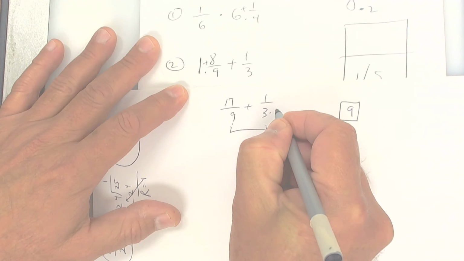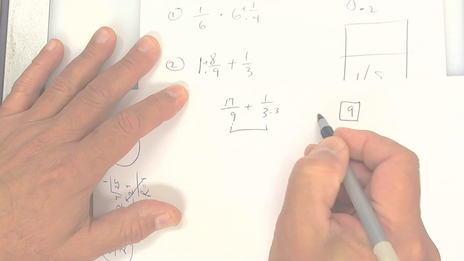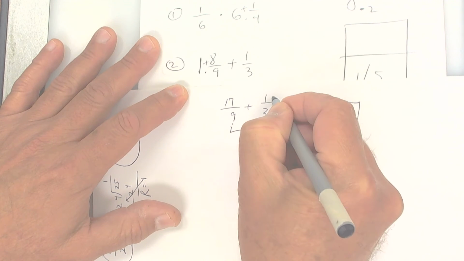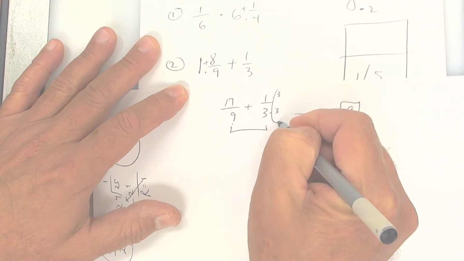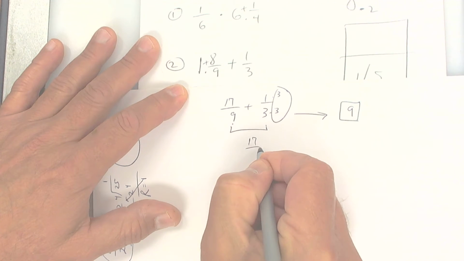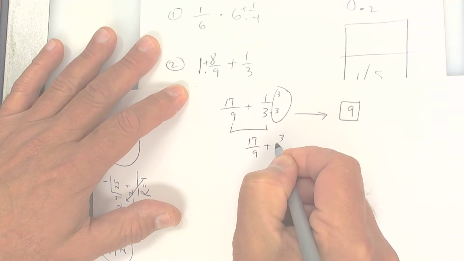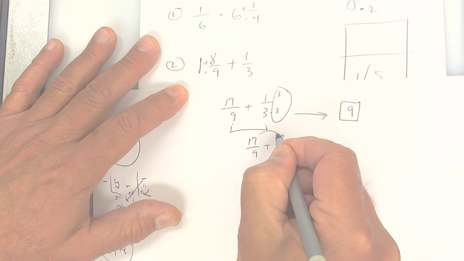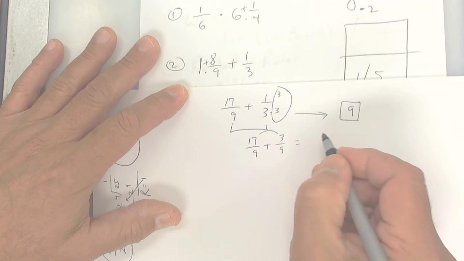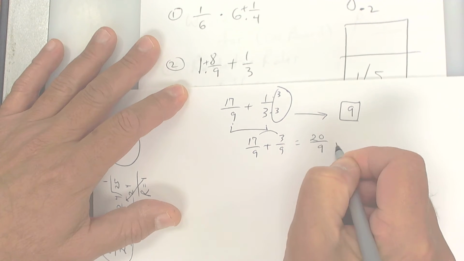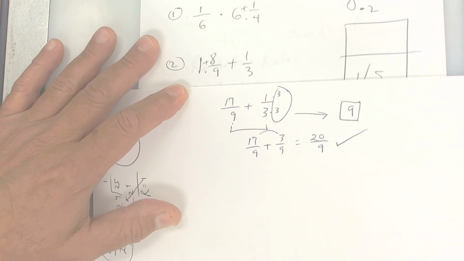Well, you already have a 9 here, so you don't need to do anything. But this one, you got to multiply by 3 to get 9. But you got to do the top as well, okay? So it's going to be 17 over 9 plus 3 over 9, and then you're going to add up the top numbers. So you're going to get 20 over 9. And as long as it's reduced, you can leave it as an improper fraction. Any questions on how to do number 2?